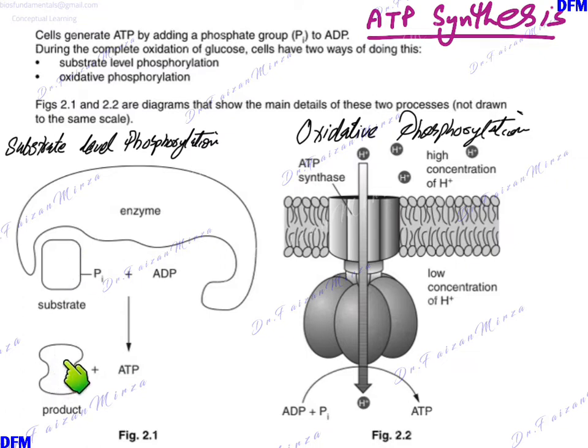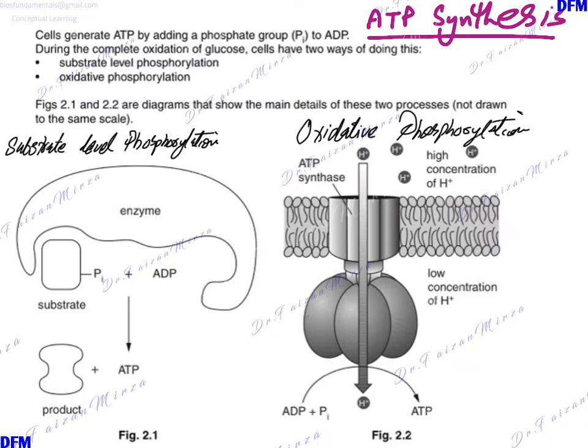You can see that the shape of the product is different as compared to the substrate. And ADP, when it combines with inorganic phosphate, its shape will differ as well because it turns into ATP. So the products leave the active site, and we see that ATP is produced and the product is released as well. This is called substrate level phosphorylation.